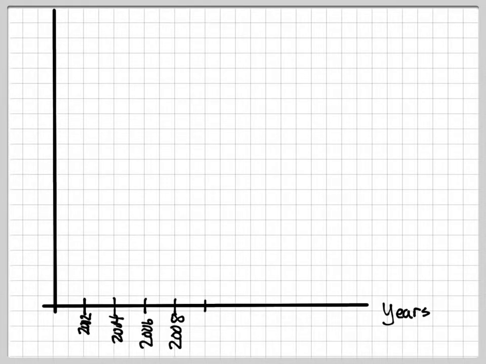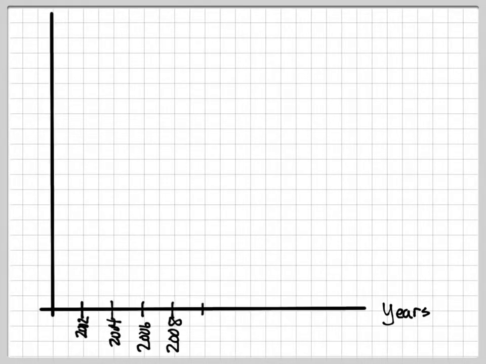I'm no longer on the... That's better. So those are my years. What's going to go on the left-hand side, like the vertical side? What am I going to be putting there? What types of values? Anybody know? The heights, the jumping heights, right? So let me label that first.